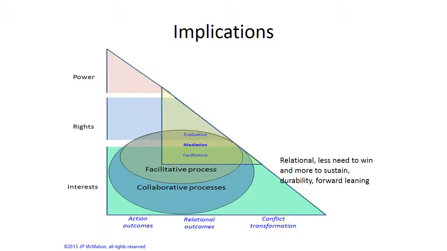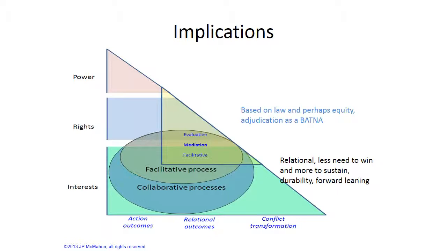You might look at the lower section, the bottom part of the triangle, where there is an ability to not only bring about action outcomes but also relational outcomes and conflict transformation. The process is relational, there's less of a need to win, and it looks more towards sustaining the relationship, durable outcomes, and tends to be forward-leaning.